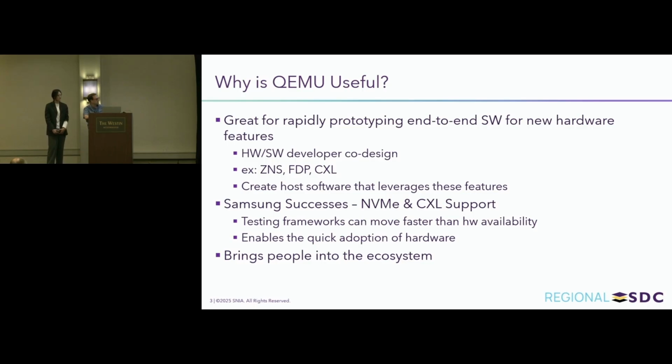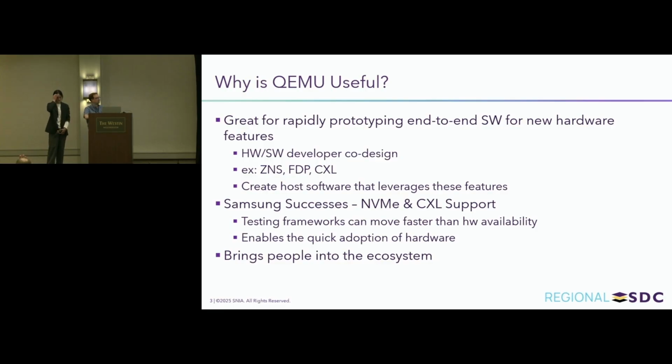Some examples we had are ZNS support and data placement technology for NVMe storage done in QEMU. We've also done FTP inside of QEMU, and then lastly, CXL. Then we create the host software leveraging these features. We're a software development team, and we look at Linux kernel drivers and applications. Our main goal is to make a blueprint of how to use these technologies. And we can move fast. We can move faster than hardware comes out.